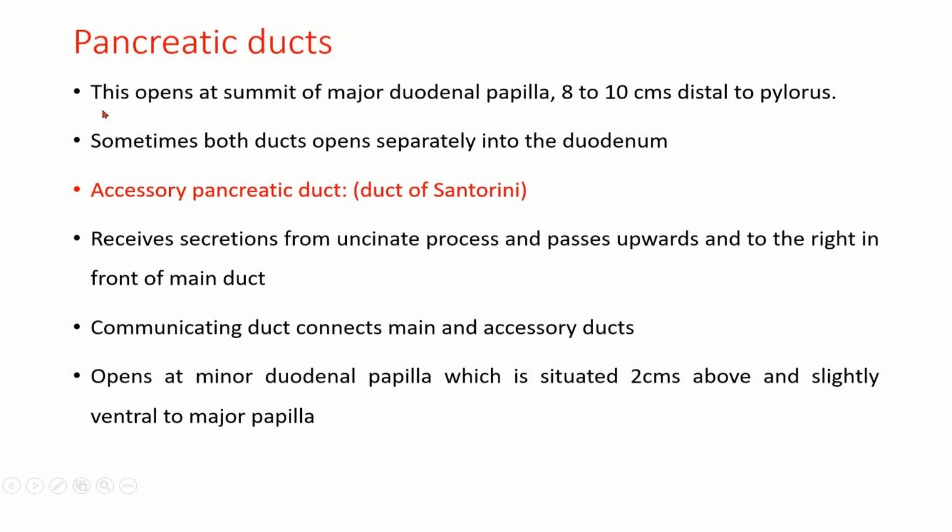So the ampulla opens at the summit of the major duodenal papilla, which is situated around 8 to 10 centimeters distal to the pylorus. Sometimes both ducts open separately into the duodenum. An accessory pancreatic duct, otherwise called the duct of Santorini, receives secretion from the uncinate process and passes upwards and to the right in front of the main duct. A communicating duct connects the main and accessory ducts. It opens at the minor duodenal papilla, which is situated 2 centimeters above or slightly ventral to the major papilla.